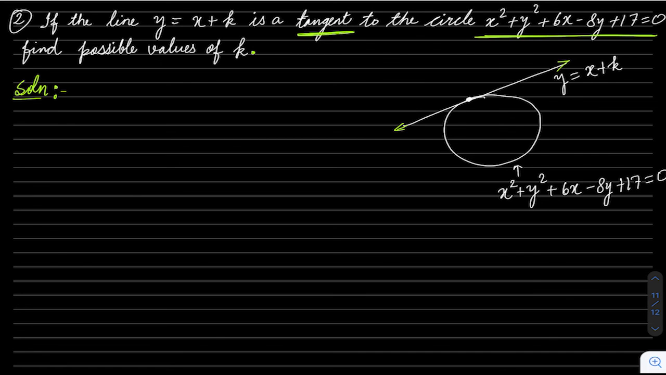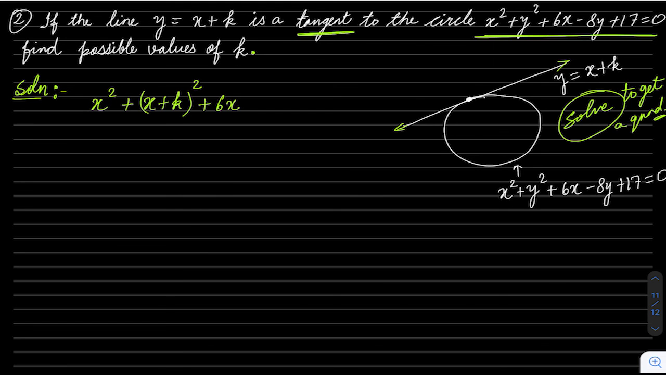Okay. Now let's solve this. So again, we will do the same thing. We will simultaneously solve these two equations to get a quadratic, and then we will see what we can do. Okay, so let's substitute y as x plus k in the circle equation. So wherever y is, we will substitute x plus k.